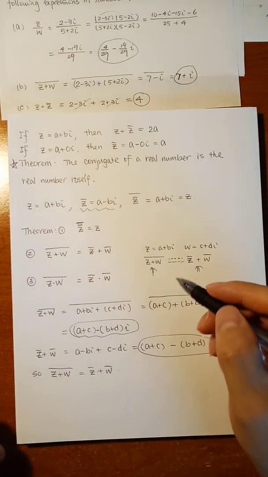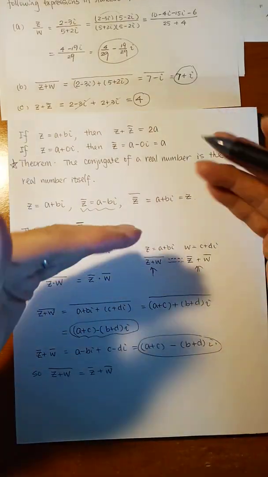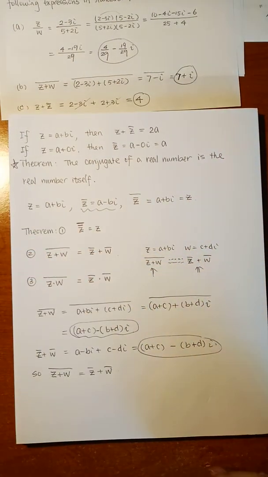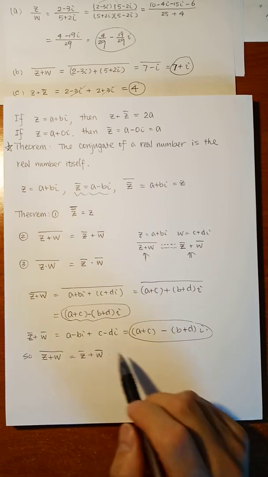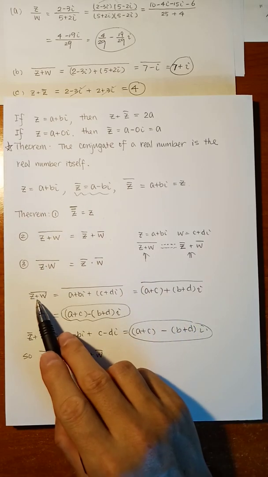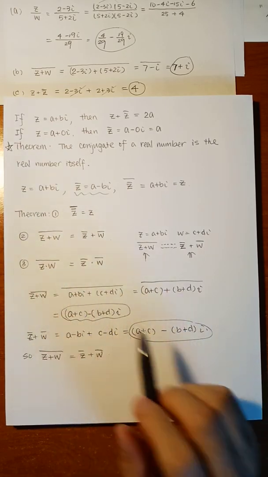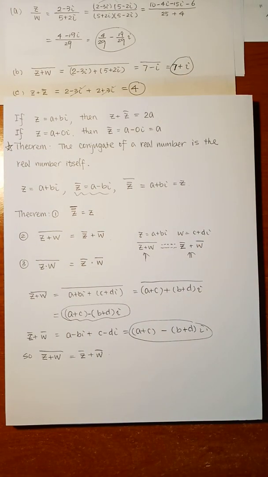At the beginning, you cannot just set them equal to each other. You must start from one side and get to the other side step by step. You can try to use this to prove the difference and the product, and also the quotient. All right, that's the arithmetic of complex numbers.